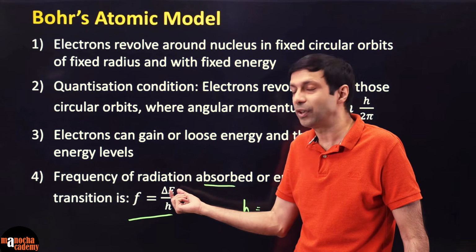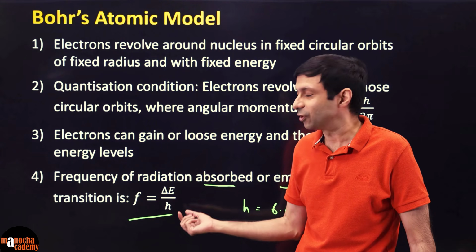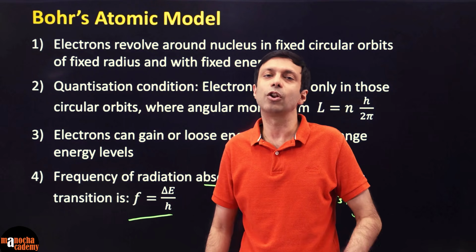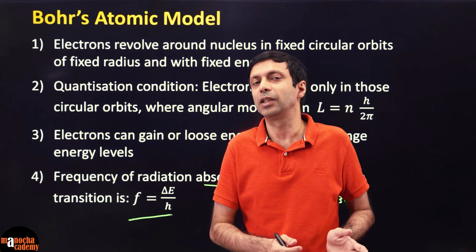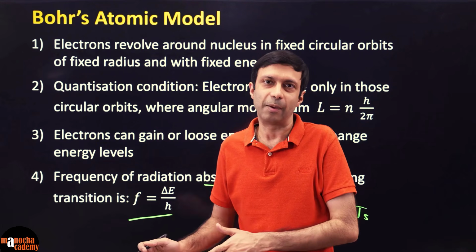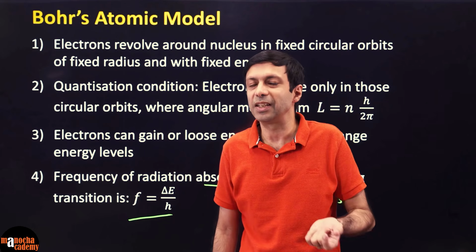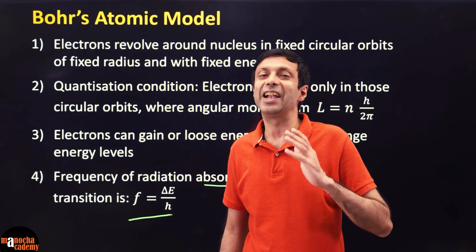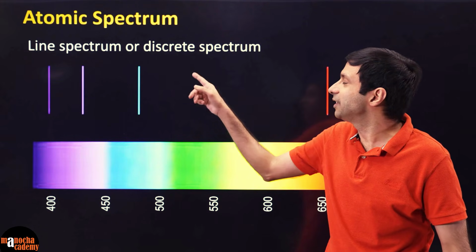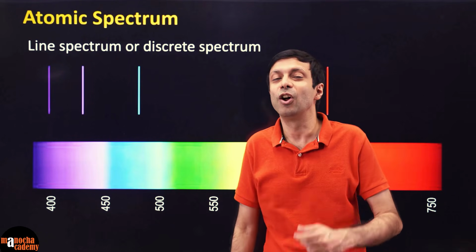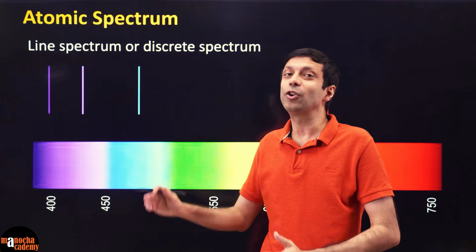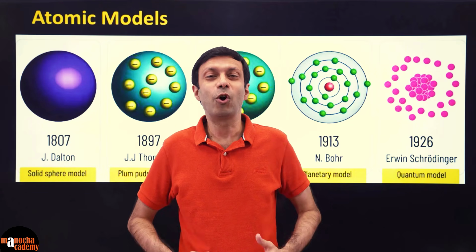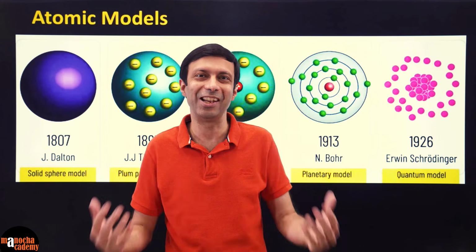So just divide the difference in energy by the Planck's constant. So delta E by h will give you the frequency of radiation. You can also calculate the wavelength of radiation by using the formula c equal to f lambda, or velocity of the wave is equal to frequency times the wavelength. So this fourth point explains the atomic spectrum, why we see these certain lines or these certain energy bands of a fixed frequency. But we'll be talking more details about atomic spectrum in our next video. So I hope Bohr's atomic model is crystal clear to you now.